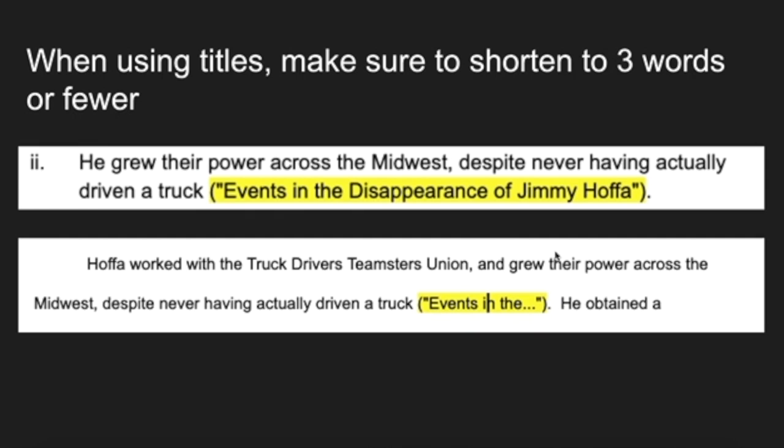So Events in the Disappearance of Jimmy Hoffa just becomes "Events in the..." Don't forget the ellipsis if you cut things off. That's called an ellipsis. It indicates that there is more to the title and that you just cut it off because it made it read a little bit better. This just keeps your reader from having to jump over huge, giant, long citations like that.